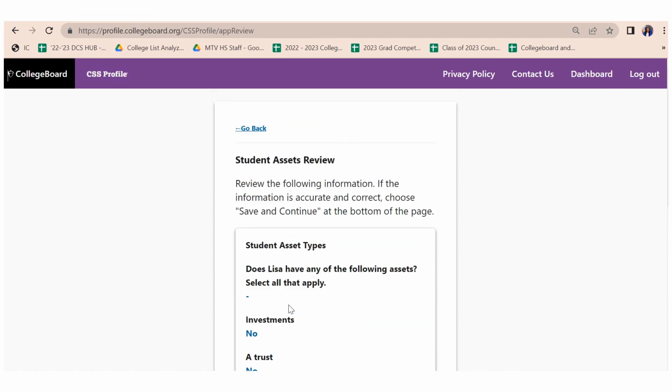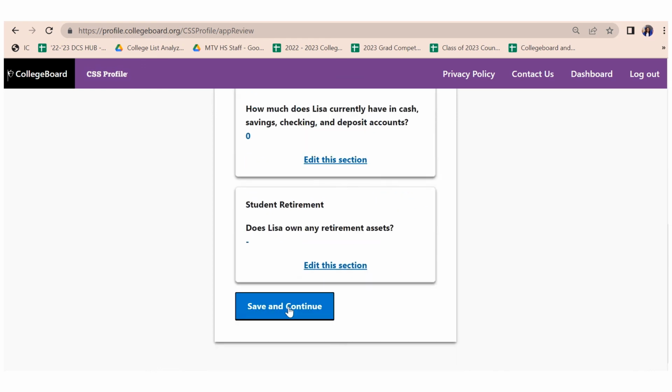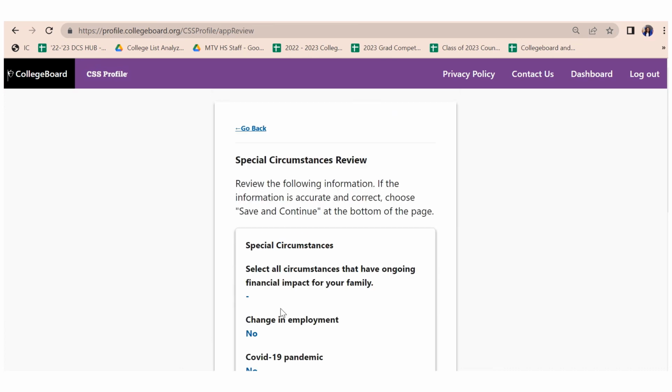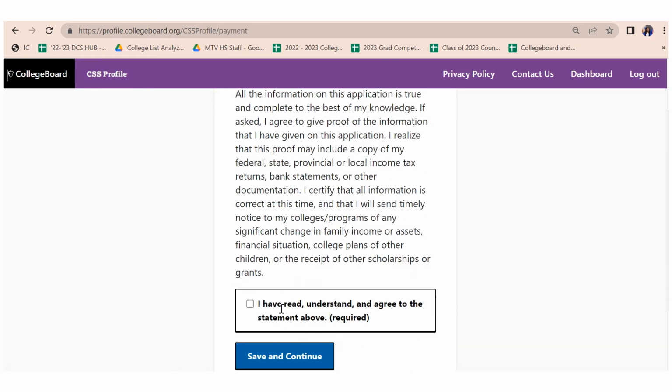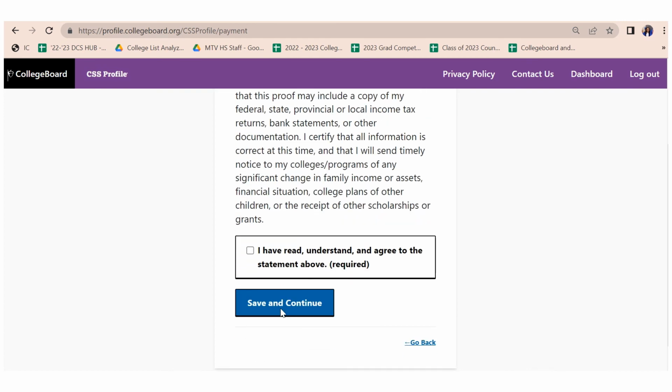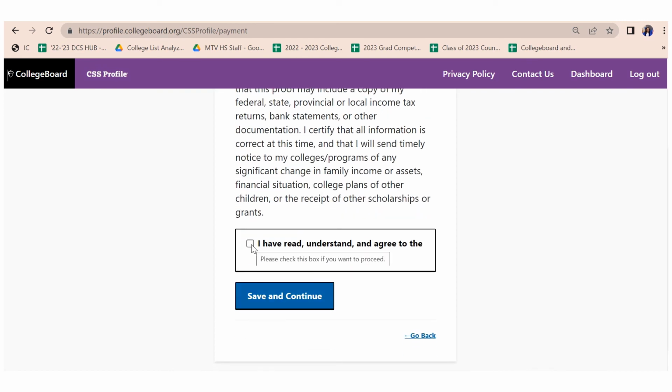If you feel like that is not accurate, check in with your college counselor. We can try reaching out to the individual schools for fee waivers, but there are no guarantees that we will get that. So once you've reviewed everything, you will say that you've understood.